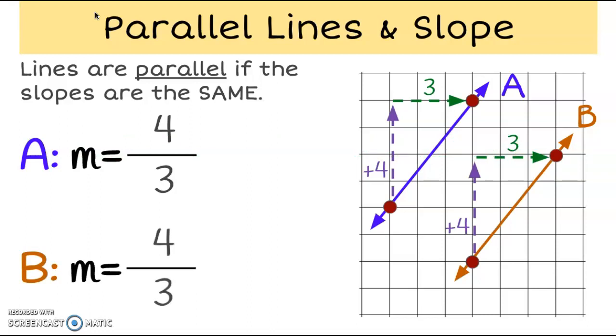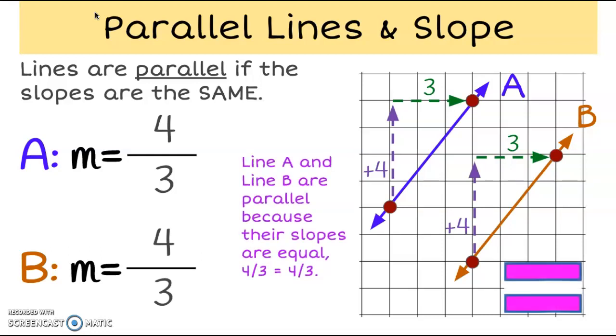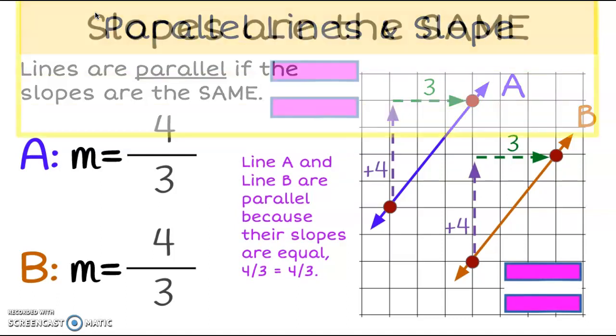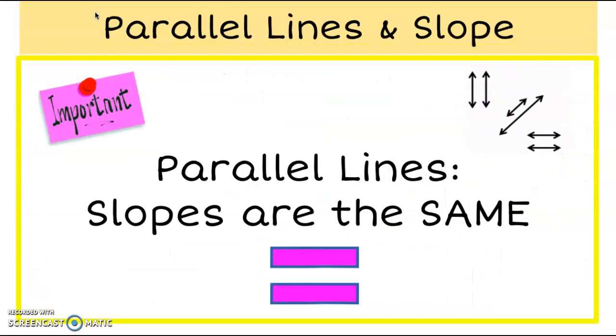Look, they are the same. Line A and line B are parallel because their slopes are equal. 4/3 is equal to 4/3. The big idea is that in order for lines to be parallel, their slopes are exactly the same.